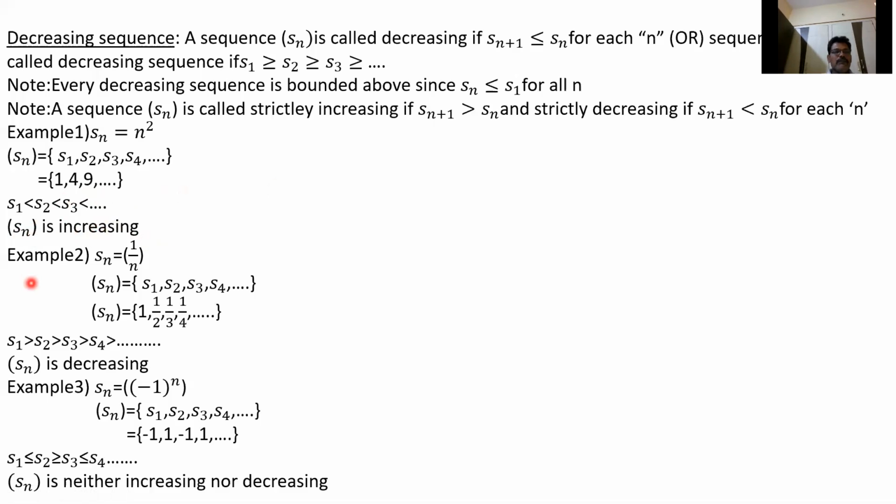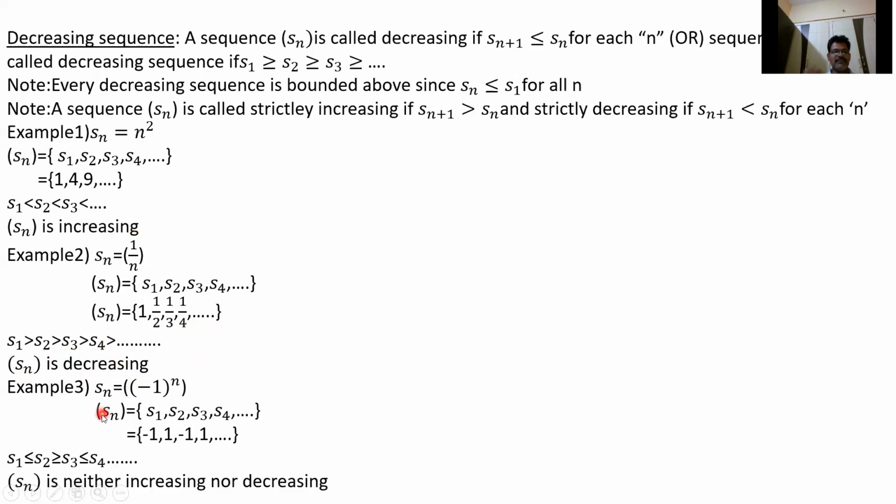See another example. Sn equal to 1 by n. So the sequence Sn: S1, S2, S3, S4, and so on. So 1, 1 by 2, 1 by 3, 1 by 4. You observe all are decreasing. 1 is greater than 1 by 2, 1 by 2 is greater than 1 by 3, 1 by 3 is greater than 1 by 4. S1 greater than S2 greater than S3 greater than S4, and so on. All these are in decreasing order. So therefore, the sequence Sn is decreasing. Yeah, this is a simple example of Sn decreasing.